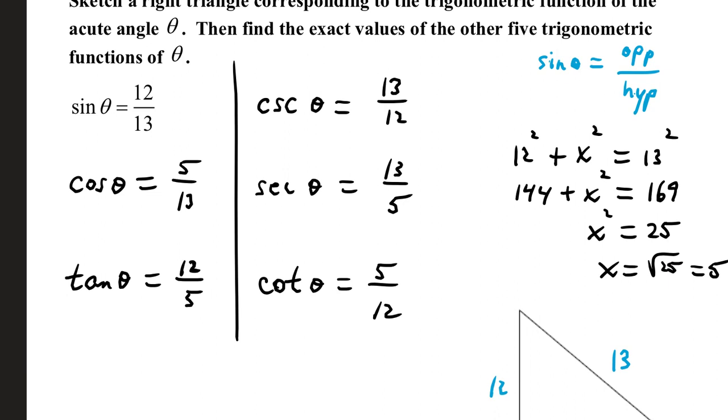And you can check to make sure they all three add up. 5 squared plus 12 squared does equal 13 squared. Once you know all three sides, then you can develop your trig ratios. We were given sine, so if we flip it over, we've got cosecant. Cosine, from wherever you mark theta, is adjacent over hypotenuse. That's 5/13. So you take the reciprocal, that's secant, 13/5. Tangent is opposite over adjacent, that's 12/5. Flip it, 5/12 is your cotangent value.